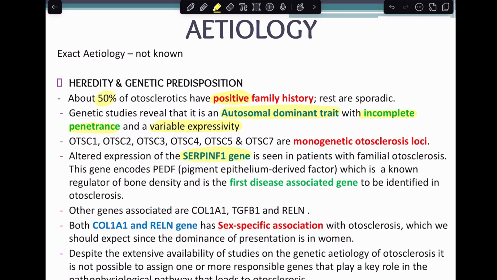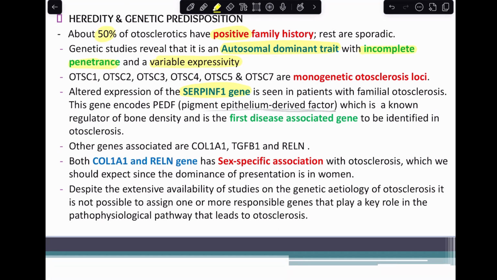This gene has been associated in patients who have familial otosclerosis. This particular gene encodes for the pigment epithelium derived factor, which is a known regulator of bone density. Other genes are the COL1A1 gene, the TGFB1 gene, and the REL-N gene. Out of these, the COL1A1 gene and the REL-N gene have a sex-specific association with otosclerosis.